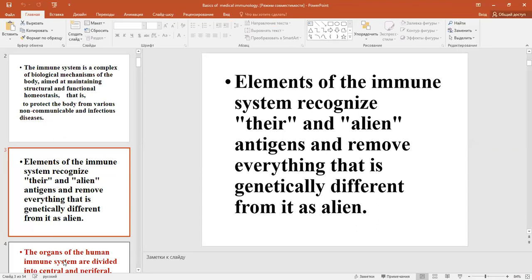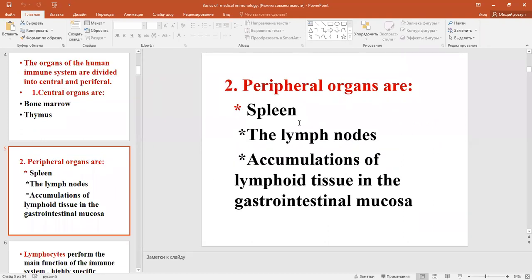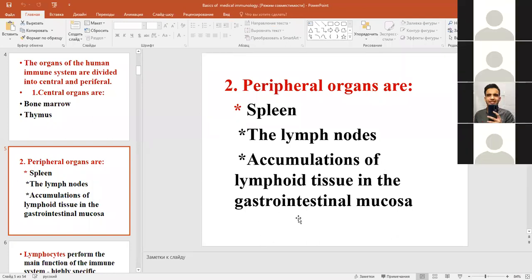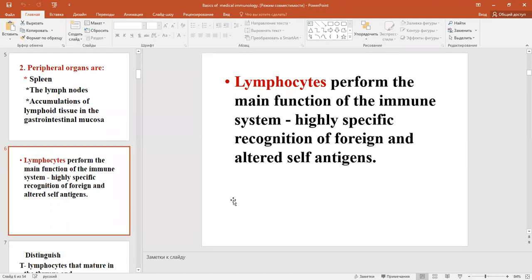The organs of the human immune system are divided into central and peripheral. Central organs are bone marrow and thymus. Peripheral organs are spleen, the lymph nodes, and accumulations of lymphoid tissue in the gastrointestinal mucosa, Peyer's patches. Lymphocytes perform the main function of the immune system, highly specific recognition of foreign and altered self-antigens.